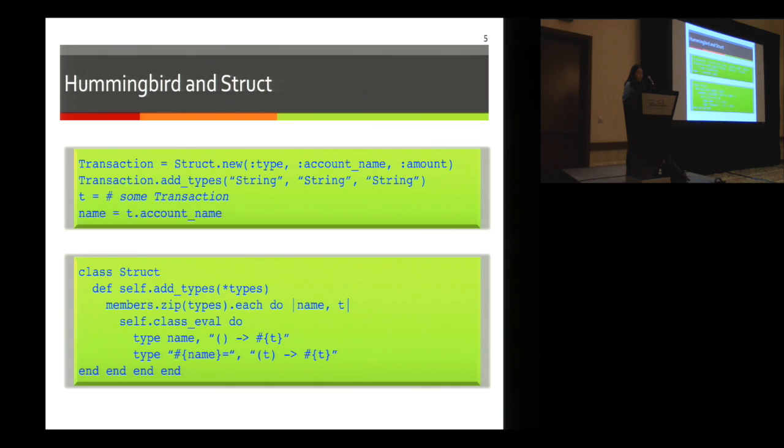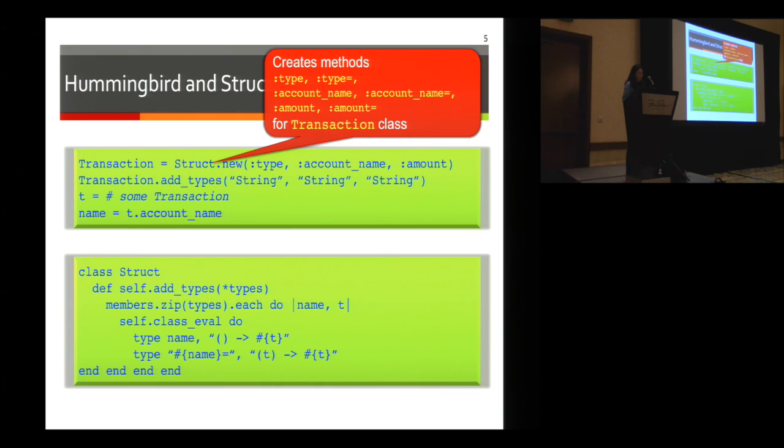Now let me show you another example. Here we call the constructor of Struct with attribute names as symbols, and we store the result in a class called Transaction. The constructor dynamically creates a getter and a setter for each attribute. We want to be able to add types for those attributes.